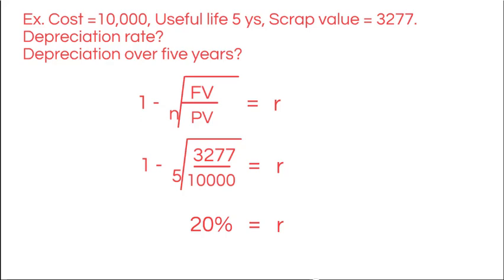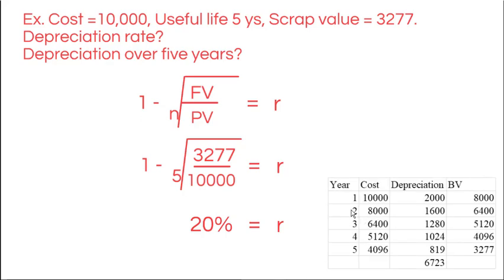So we will now see how to compute depreciation according to this method. Initial cost is 10,000, so the depreciation rate is 20%. So first year depreciation is 2,000. So the book value or carrying amount at the reporting date, at the year end, is 8,000.